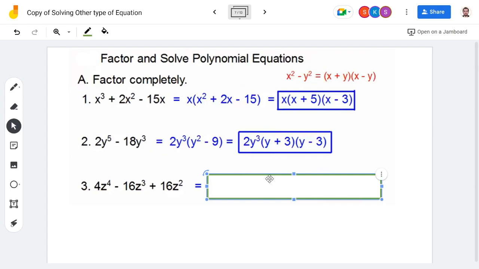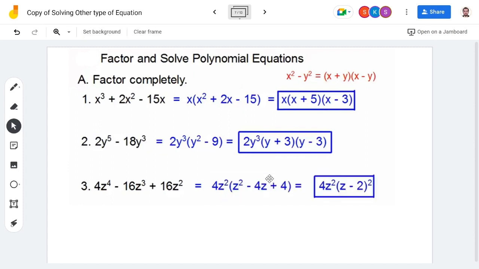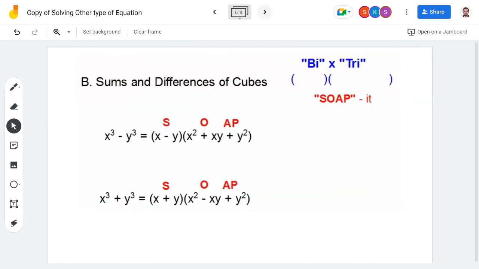Then the last one, 4z squared, then it will become like a normal quadratic. If you take 4 from each and you take 2z from each, it will remain z squared minus 4z plus 4. So this is a perfect square: z minus 2 to the power of 2. Clear? Any question?